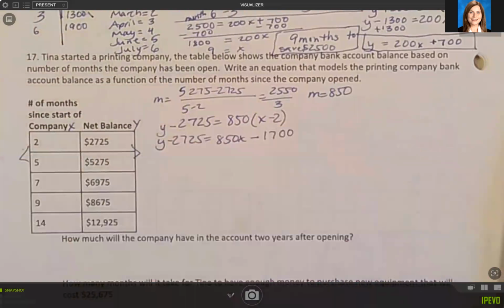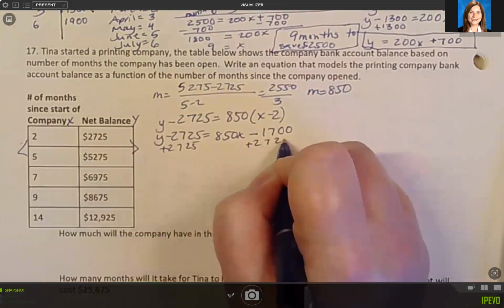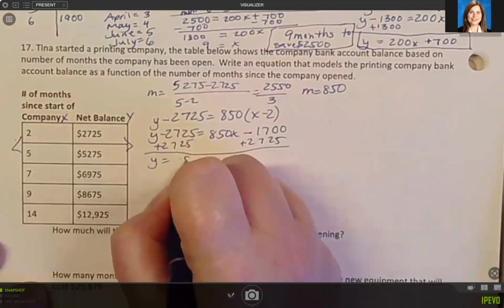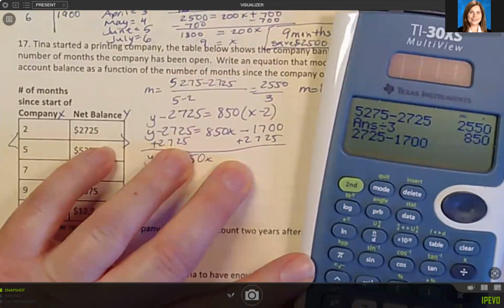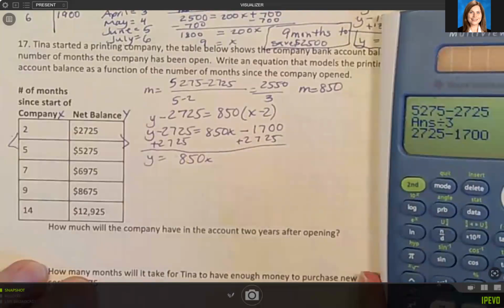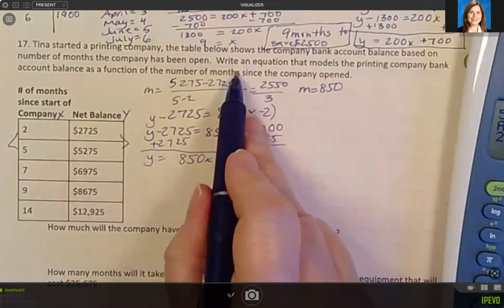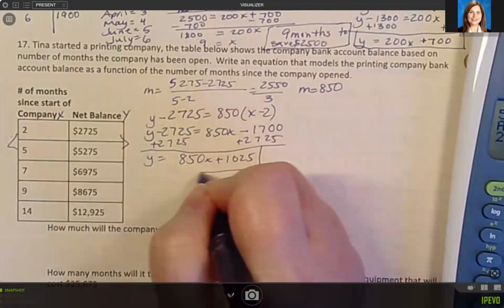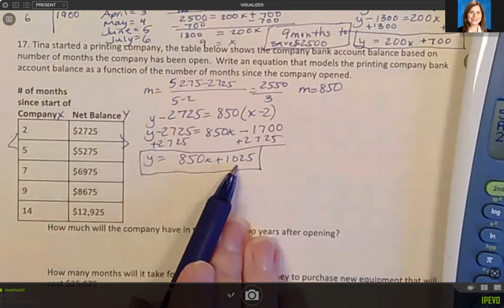Then add 2,725 to each side to get y equals 850x plus 1,025. So that's the equation that models the printing company bank account balance as a function of the number of months since the company opened. This means your profit is $850 per month, and when you opened, you had a $1,025 balance.